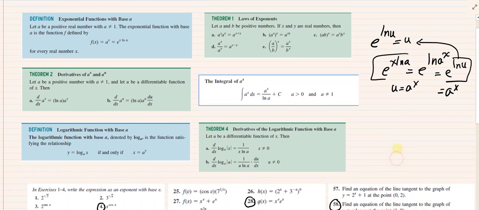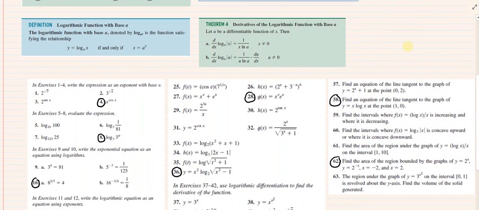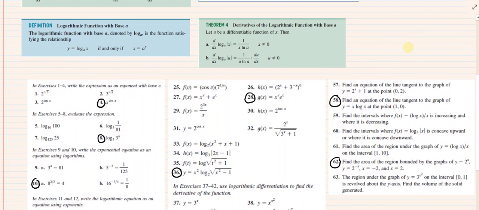And finally, we have these 2 ideas. First, we have a definition of the logarithmic function with any base a. The base must be valid, of course. Remember, the base has to be positive and different from 1. This is just the definition of the logarithmic function: y equals log base a of x if and only if x equals a to the y. That's just the general logarithmic expression.